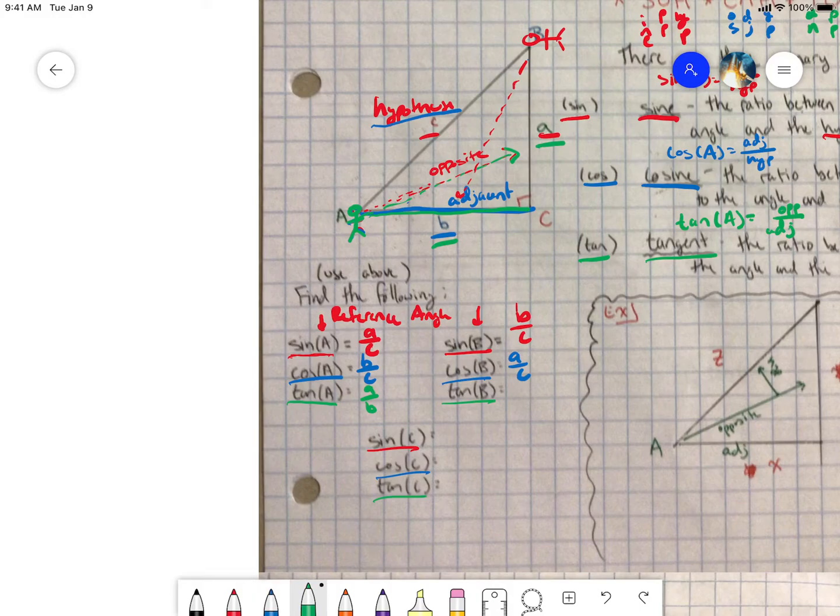Now what's tangent of B? All right, go ahead. B over A. So opposite over adjacent. Perfect. It'd be B over A in this case.